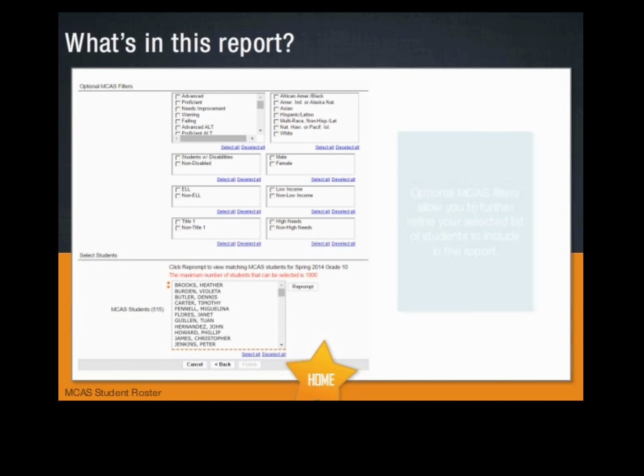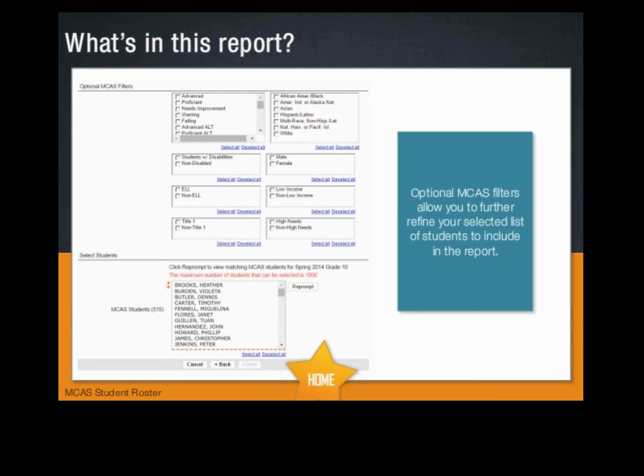If you want, you can also select optional MCAS filters to limit the roster to students who are at certain performance levels, who are of a particular race or ethnicity or gender, or who belong to any subgroup. If you do use the optional filters, you'll need to click the Reprompt button to display a list of students to whom those filters apply.